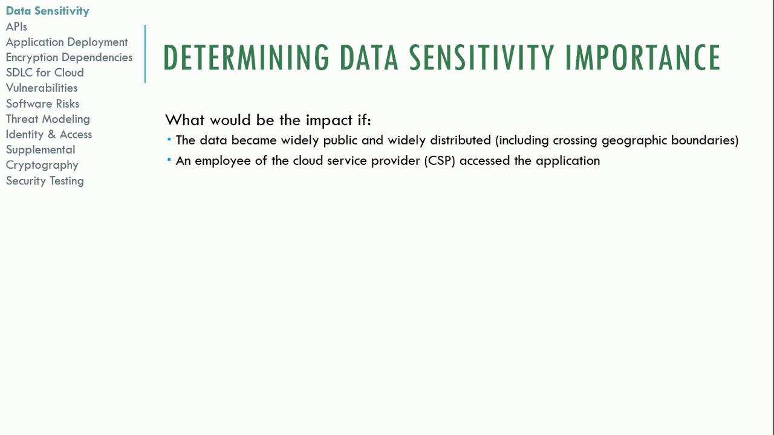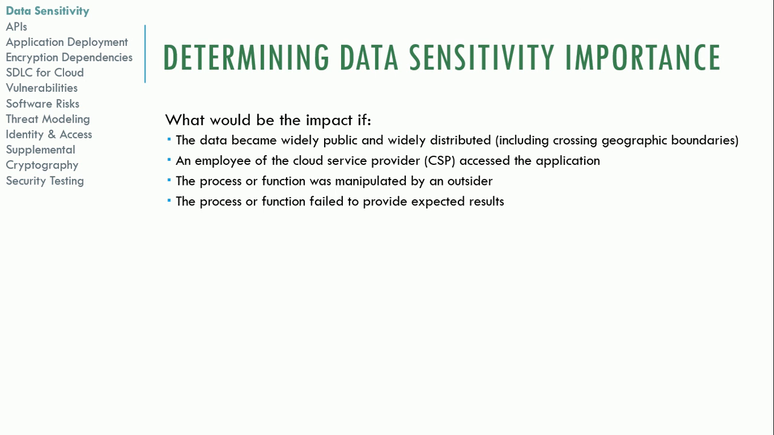What if an employee of a cloud service provider accessed the application? And how can we mitigate that threat? So all of these applications that we deploy to the cloud, obviously the cloud service provider has access to everything that's in their environment. So what can we do to take reasonable steps to make sure that our applications are secure running in the cloud? The processor function, what if it's manipulated by an outsider, if somebody's able to gain access to it through some of the techniques we talked about previously?